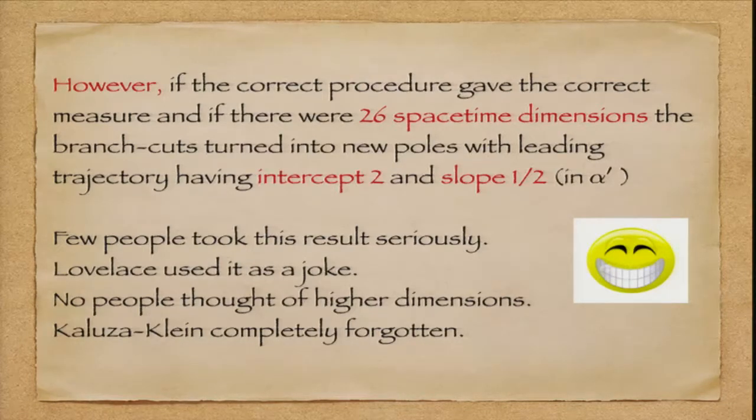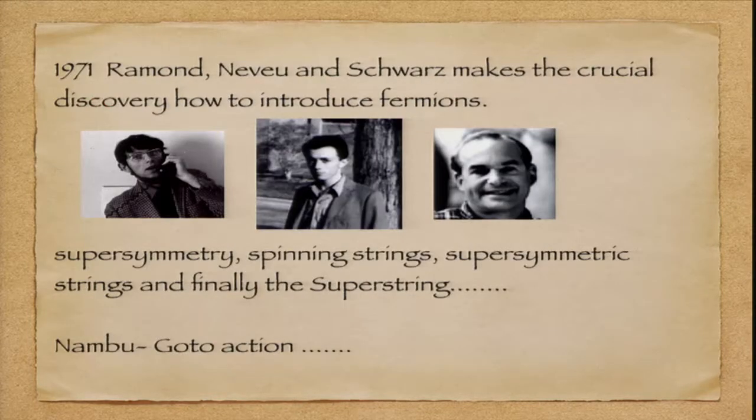And we realized that. However, for the moment, this was just a funny fact. I have to give you another ingredient in this game, and that was that these 3 young people, Ramond, Neveu, and John Schwarz, they discovered also how to introduce fermions into this picture. And with that came supersymmetry, spinning strings, supersymmetric strings, and finally the superstring.